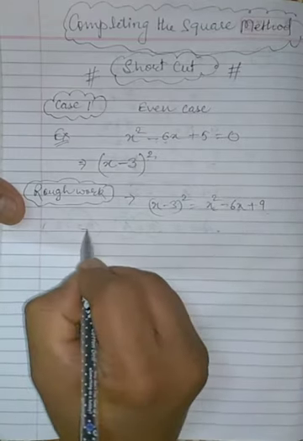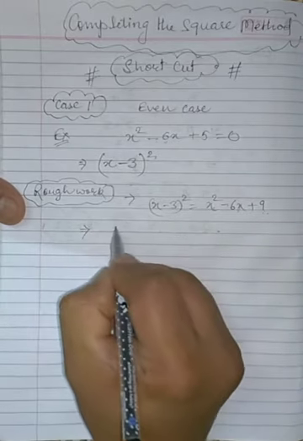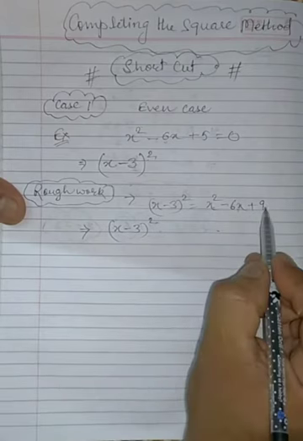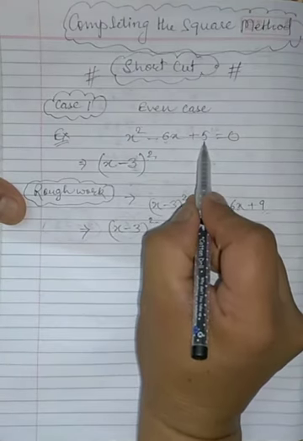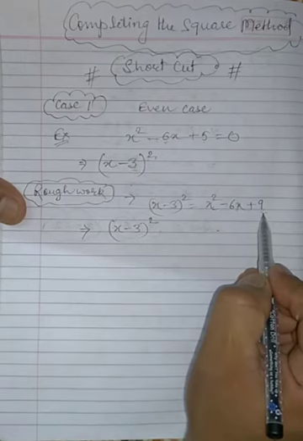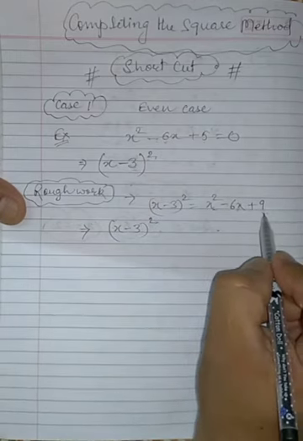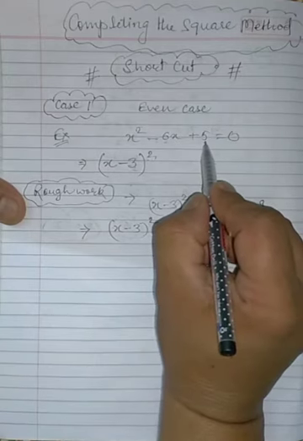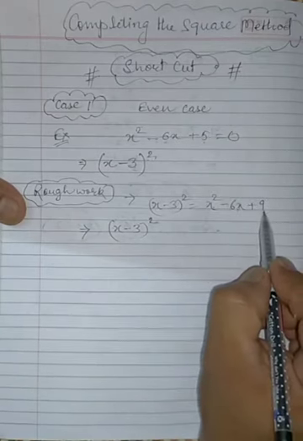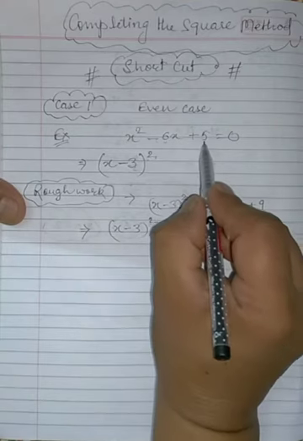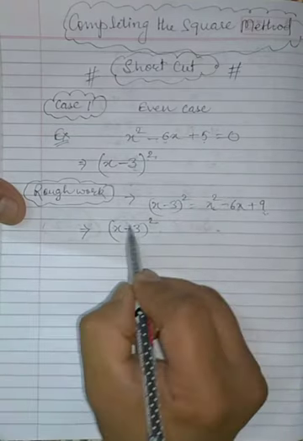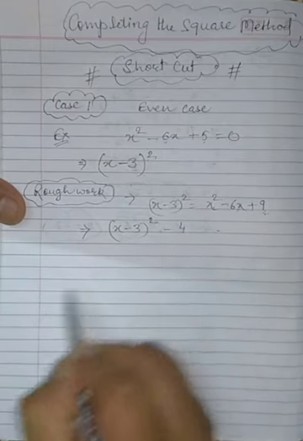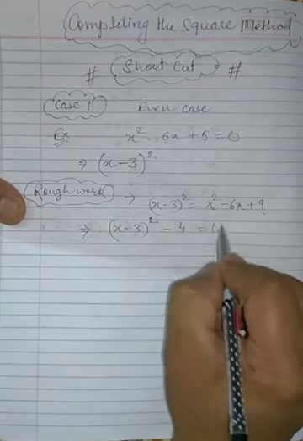So what will we do? With this x minus 3 the whole square, what will you write? You have here 5 and you have here 9. So how to convert that 9 into 5? If we subtract 4 from 9, we get 5. So with x minus 3 the whole square, we will write minus 4 is equal to 0.